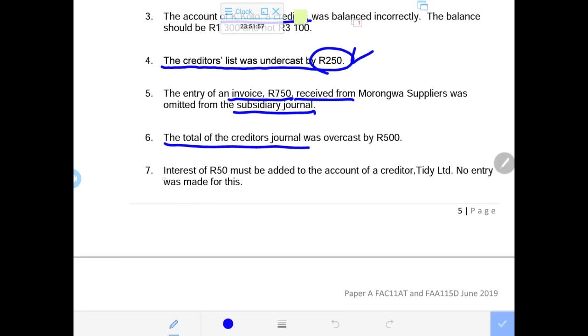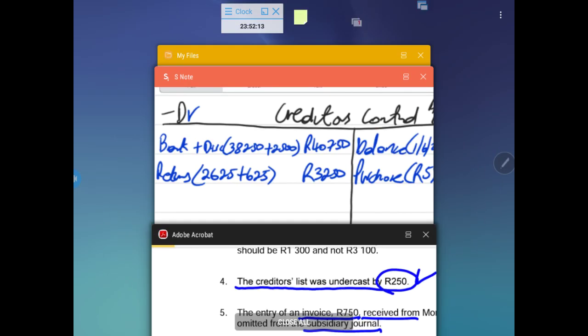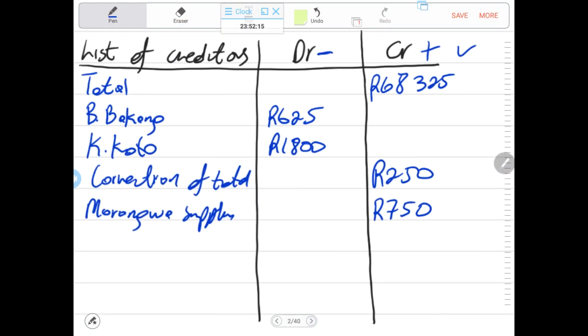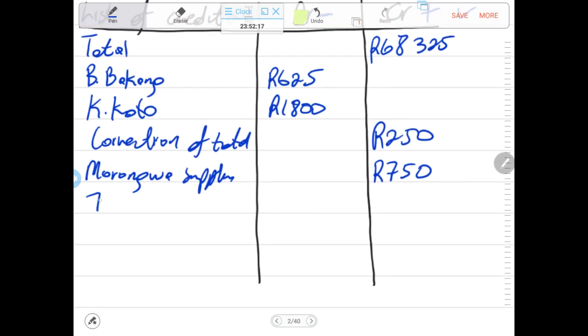Number 7 says interest of 50 rand must be added to the account of creditor TD Ltd. No entry was made for this, and we are adding it in the account of this specific creditor because of the fact that we charge interest. So now we have TD Ltd, and to add the interest of 50 rand, it will be increasing the account of this creditor on the credit side.